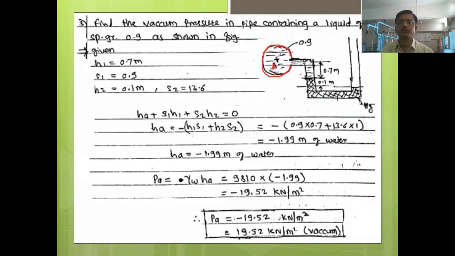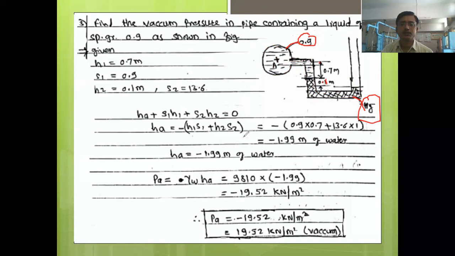This is the point A. This is the center of the pipe, and this is the U-tube manometer connected to that pipe. You can draw the U-tube like this, or you can draw like this also. No problem. The values are given here. 0.1. The liquid is mercury, the manometric liquid. The liquid present in the pipe has a specific gravity 0.9.